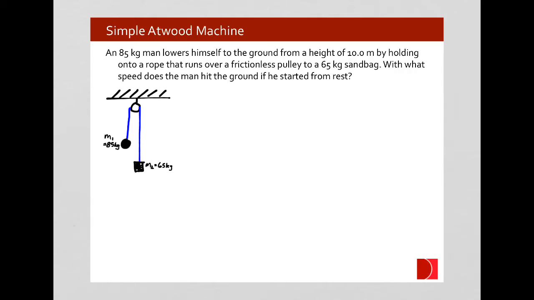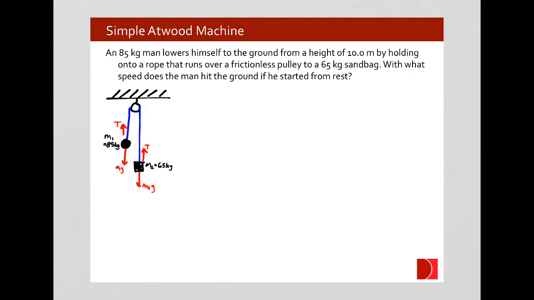We can realize, too, in this case, you'll have mg acting on both objects. You'll have an m2g and an m1g. We'll also have tensions acting on each object, and those tensions are the same amount because the string itself will spread the tension out through the entire string so that it's an equal amount everywhere.